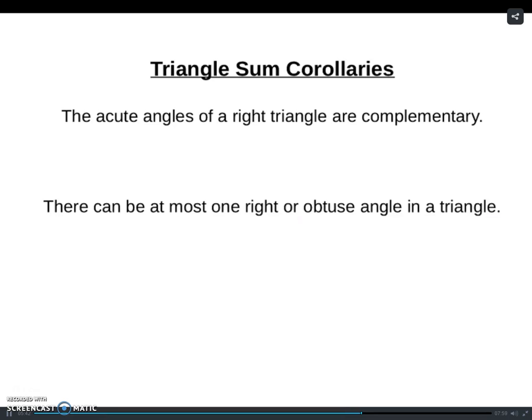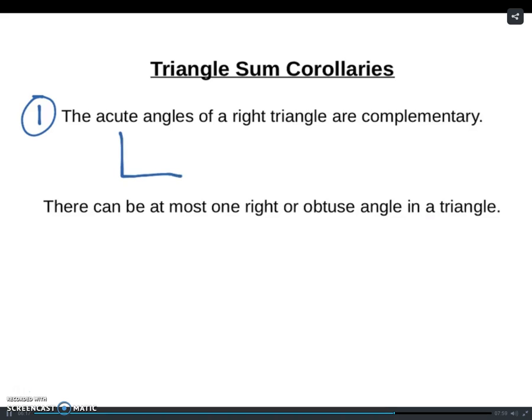Finally, we have two corollaries, and they're called triangle sum corollaries. And corollaries come from proofs, and they're basically, if you use a proof to show that one theorem works, and you come up with another theorem, that's what a corollary is. So as far as we're concerned, a corollary is just another rule, all right? And so we can use these in our proofs that come. And so our first one here is the acute angles of a right triangle are complementary.